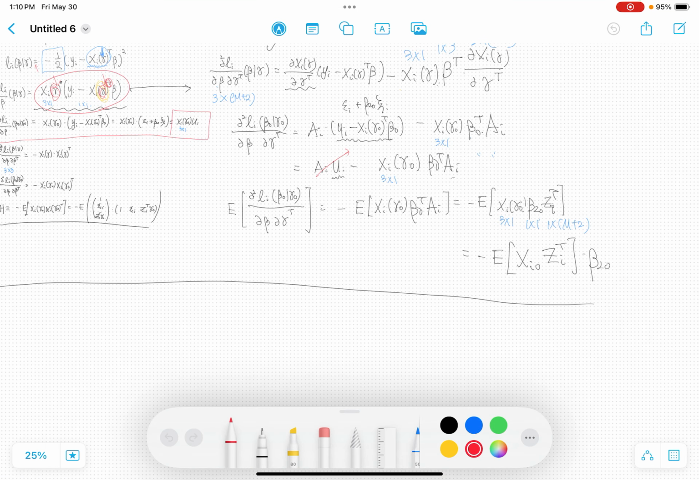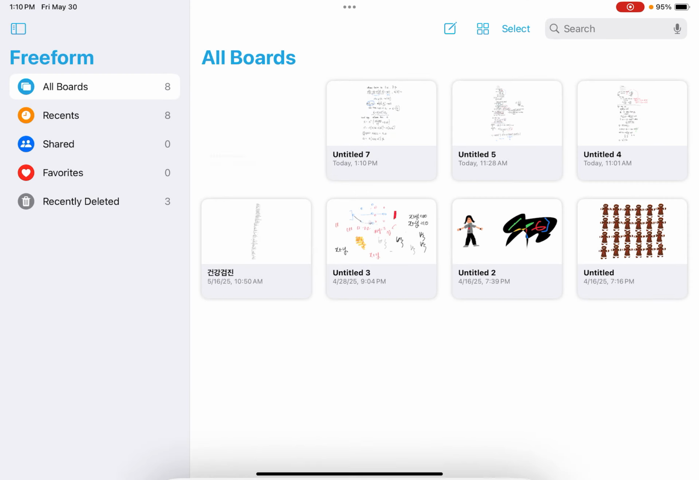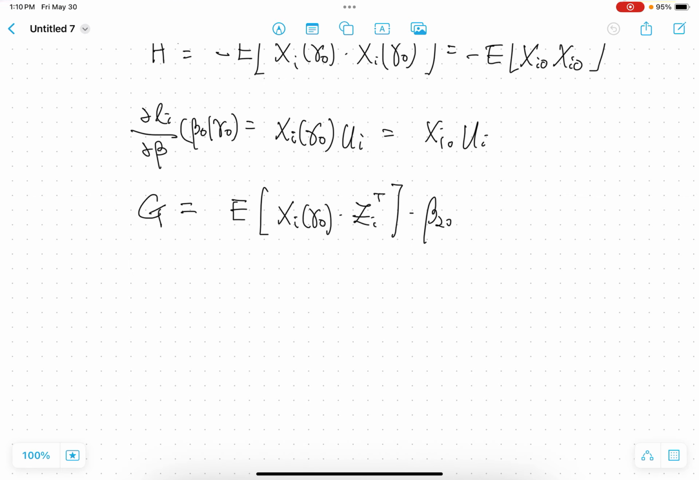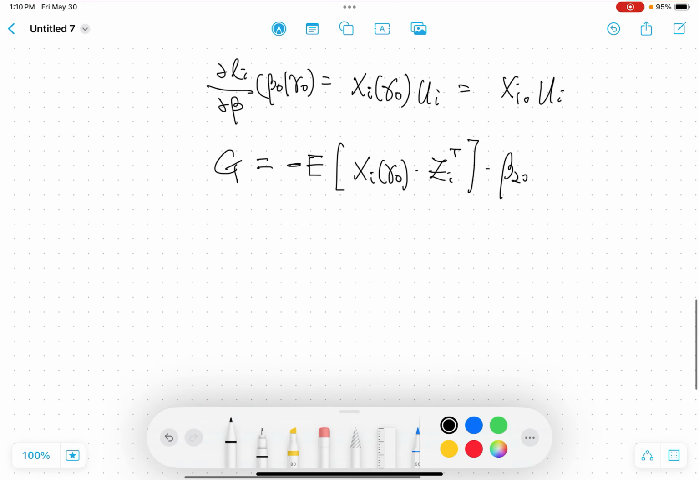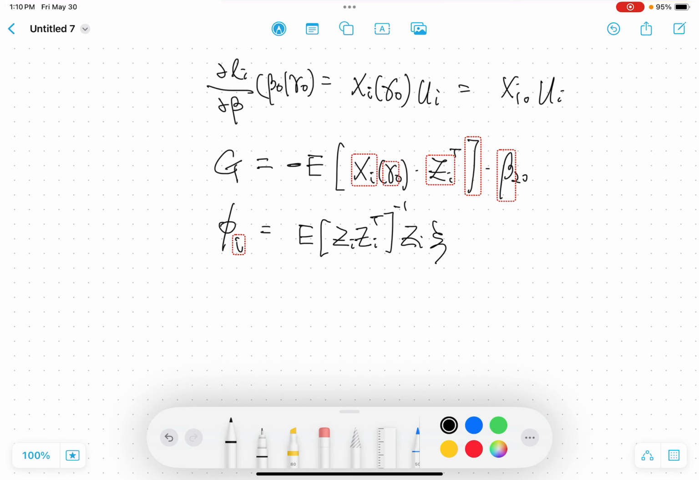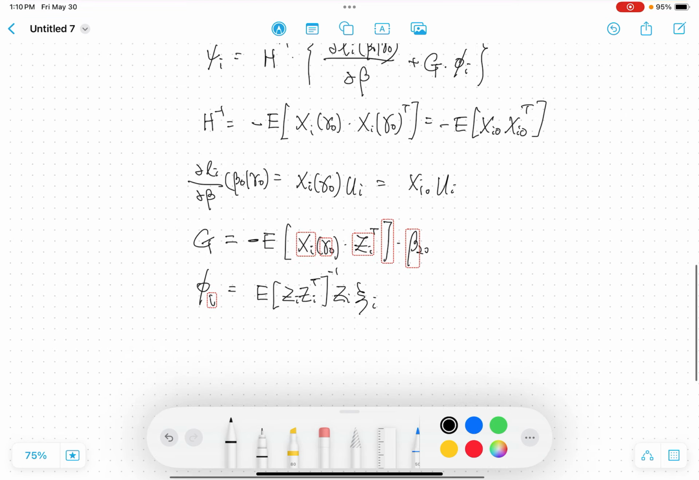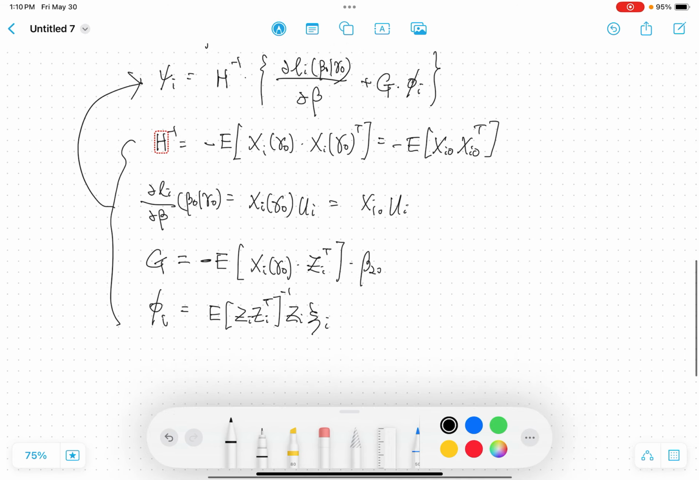Again, it was here. There was a minus sign. You have to put minus there. So minus. And finally, phi I is expectation of zi transpose zi inverse times zi times the error. Okay. So combine all those 4 terms and plug that into here. That's what we are doing.